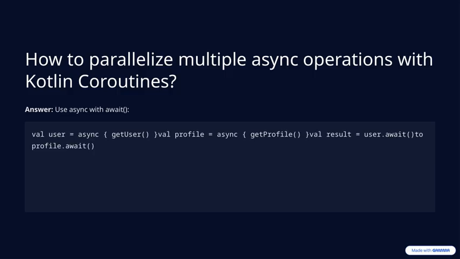Remember, the most important concept here is that async starts the operation immediately, and await is used to retrieve the result once it's ready. This pattern really ties into our overall theme of efficient, non-blocking asynchronous programming in Kotlin.